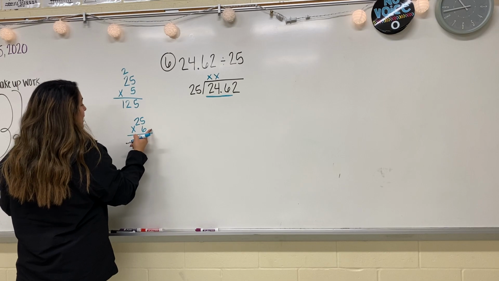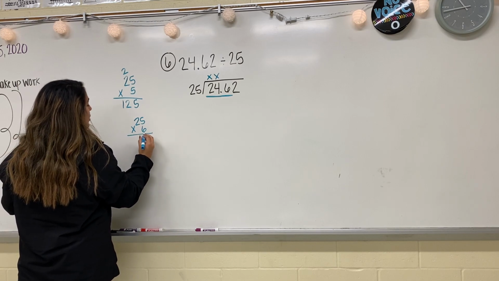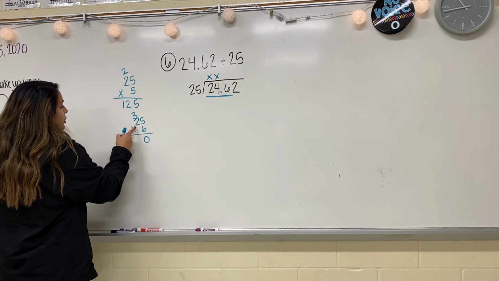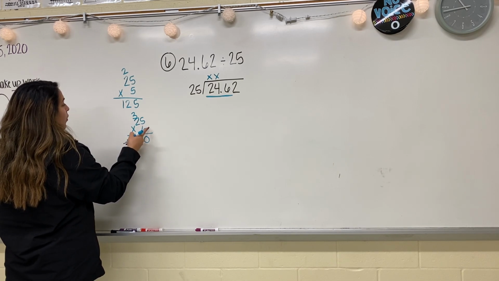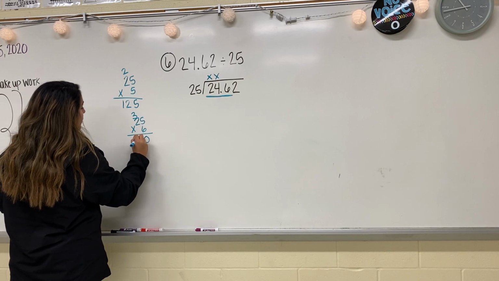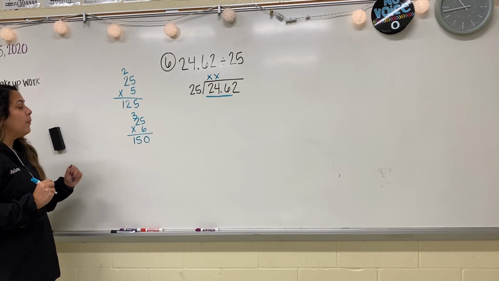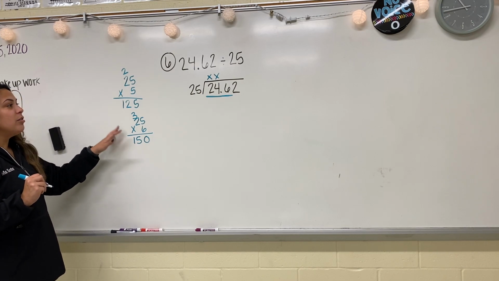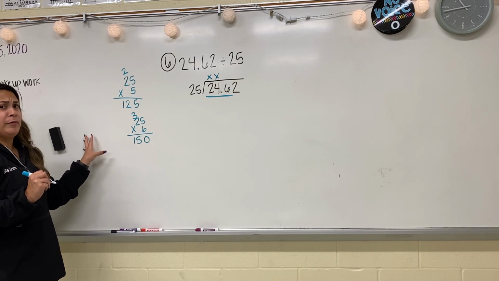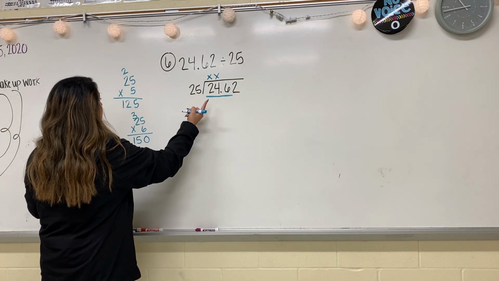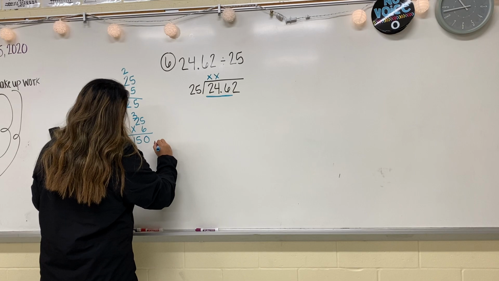5 times 6 is 30. I put my 0, carry my 3. 2 times 6 is 12. 12 plus 3 is 15. Okay, well, that's still kind of low, so I'm going to skip a few numbers, and I'm going to do 25 times 8 and see if that gets me any closer to 246.